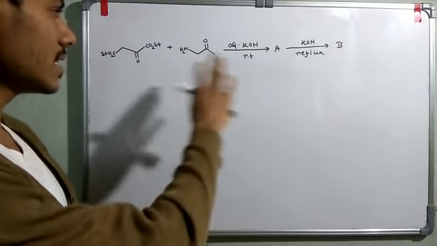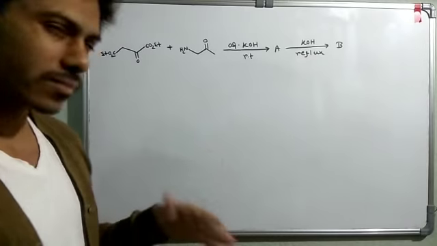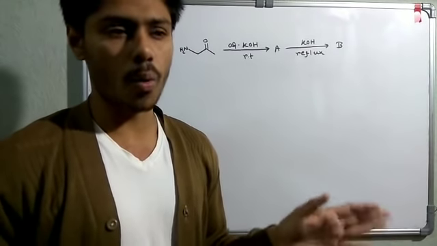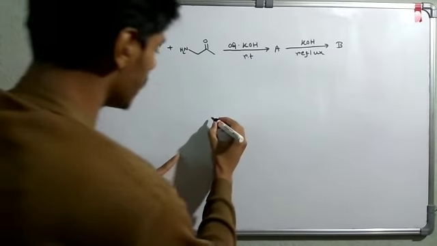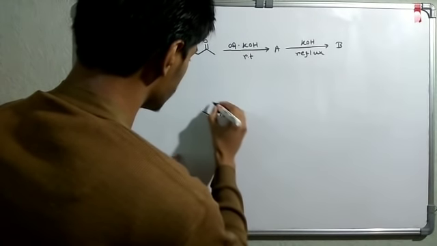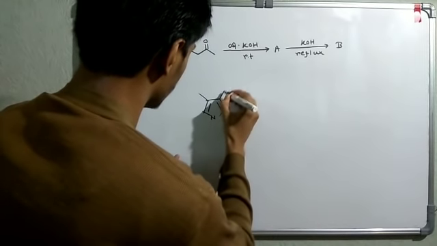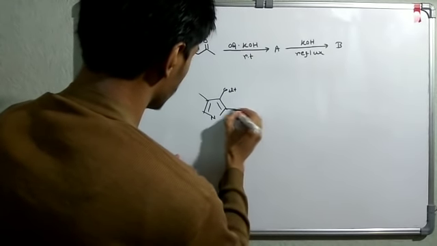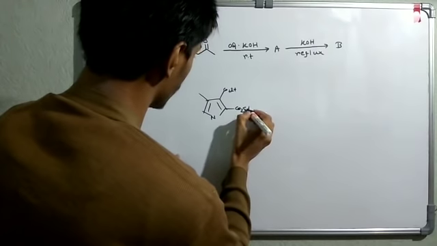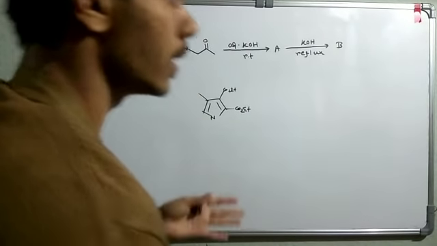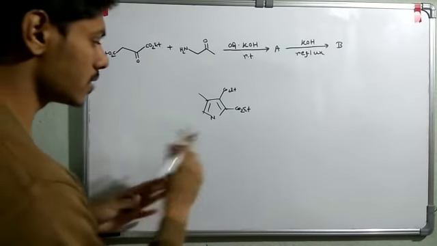Okay, so as you can see, this is the problem given. Now if you know the Knorr pyrrole synthesis, without doing any workout, you can easily predict that this will be your product. Okay, so this will be your first product A. After that KOH is given, so what that step is I will discuss later, but this will be your product.